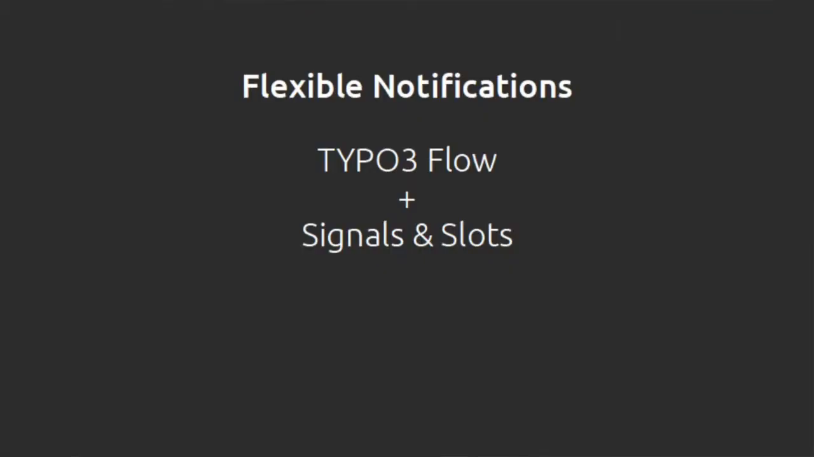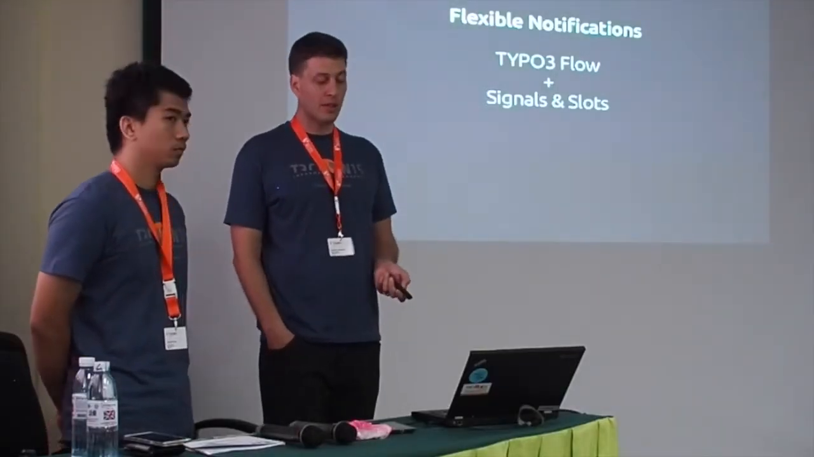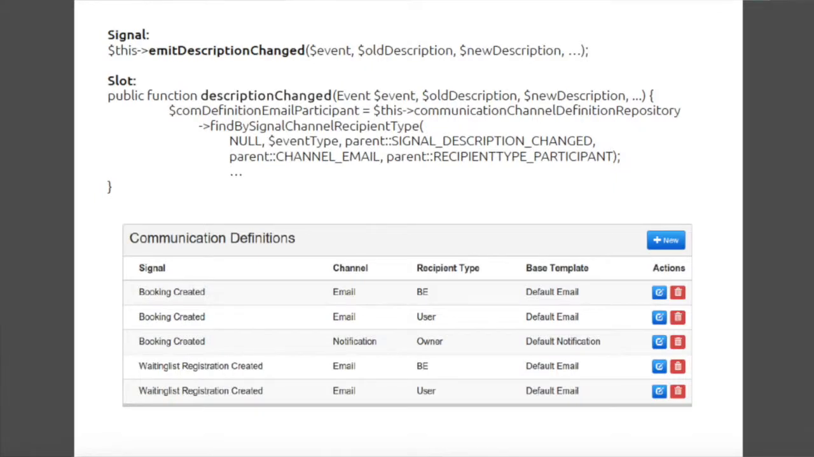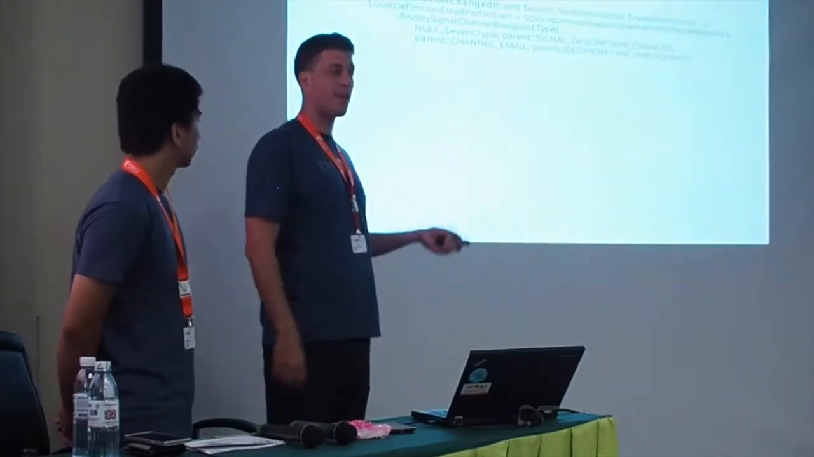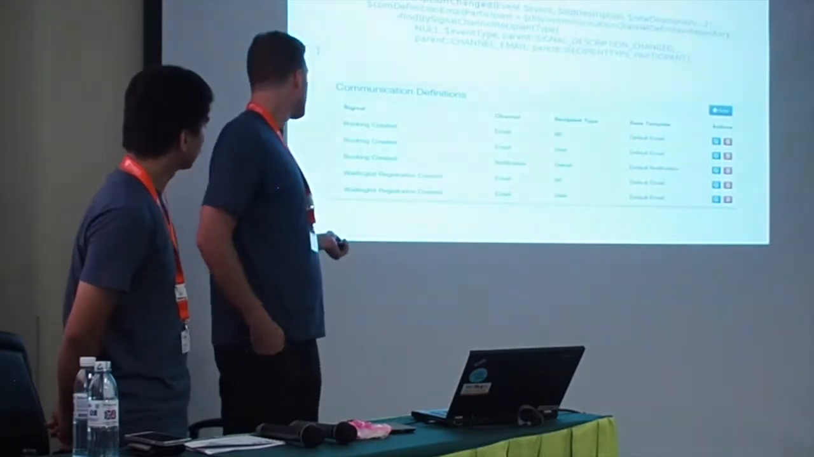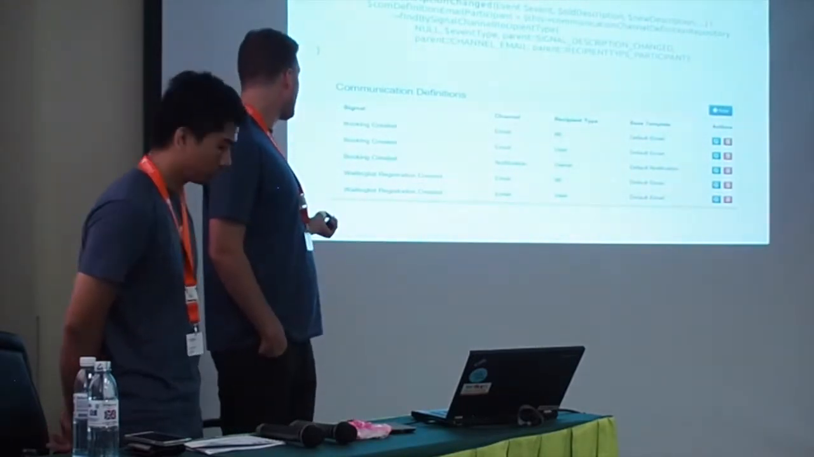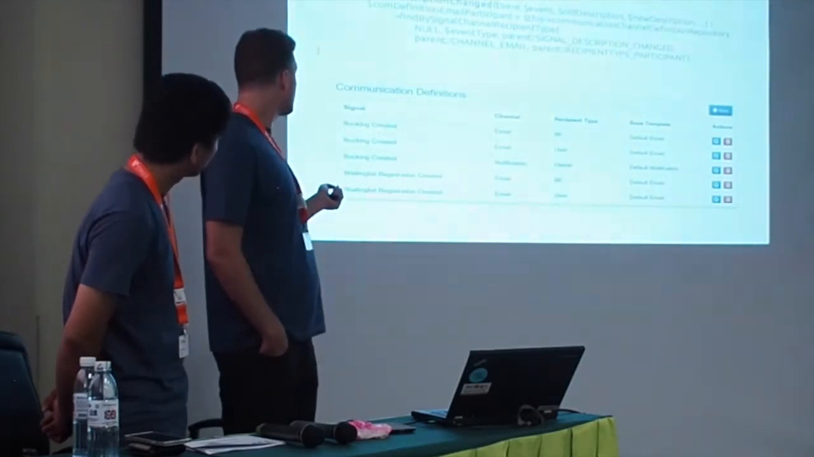Also for notifications, it goes in a similar direction, because for notifications I'm using signals and slots. So you can actually emit a signal, and then you can have a slot where you capture that anywhere in the code, and you can do something with it, like send an email. Or we can just emit something like "description has changed," or something else like "booking has been created."